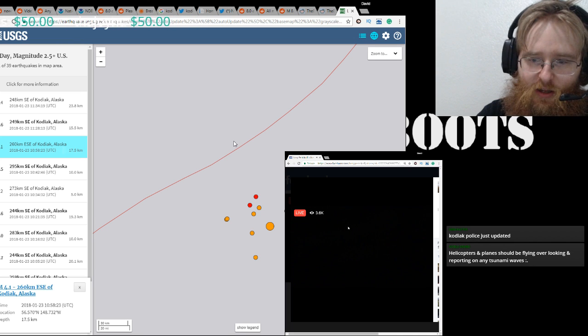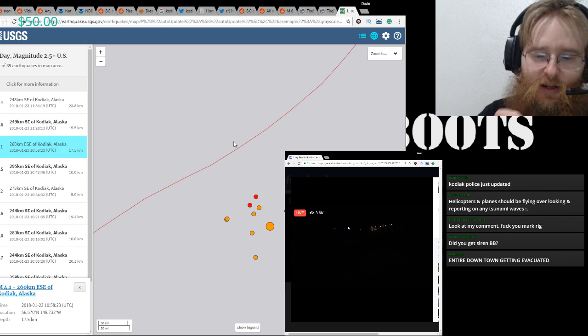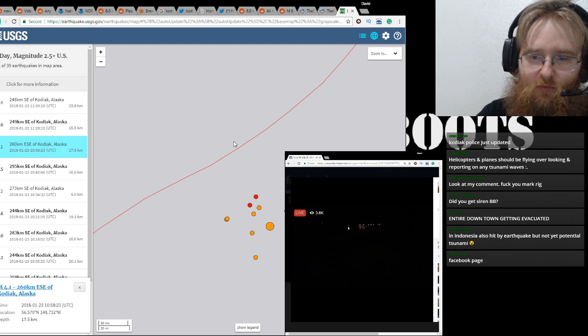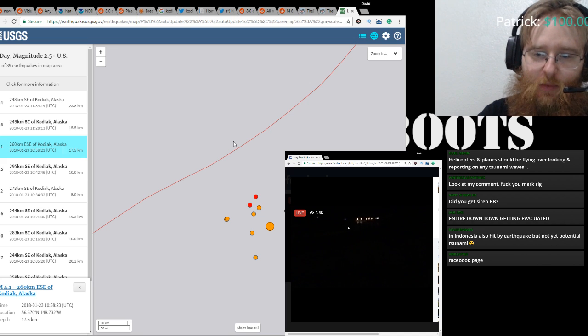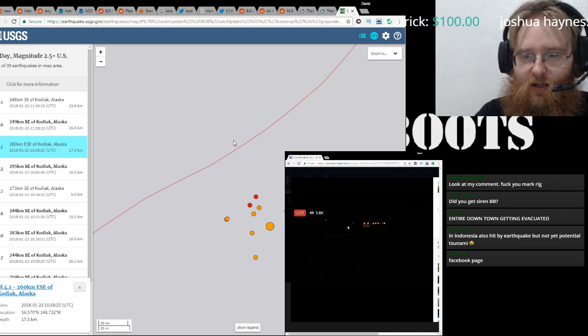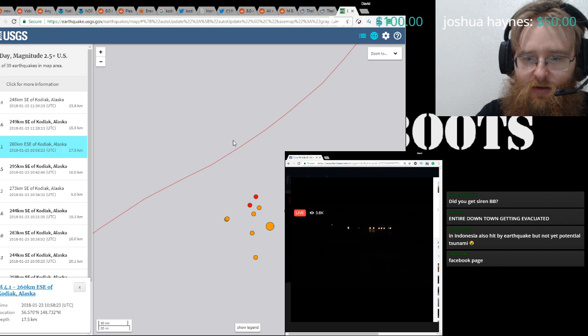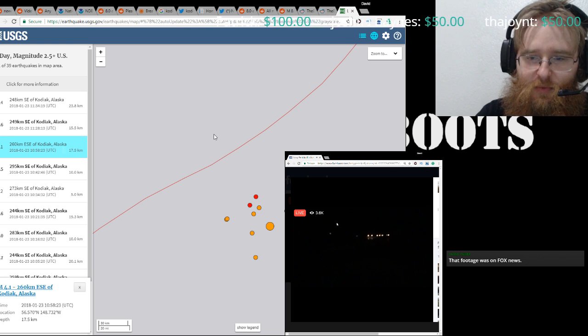Kodiak police just updated. Helicopters and planes should be flying over and looking, reporting on any tsunami waves. Well, no, we don't have any. We are not at risk for a tsunami in our area. We're too far inland. Entire downtown getting evacuated, but not yet potential tsunami.